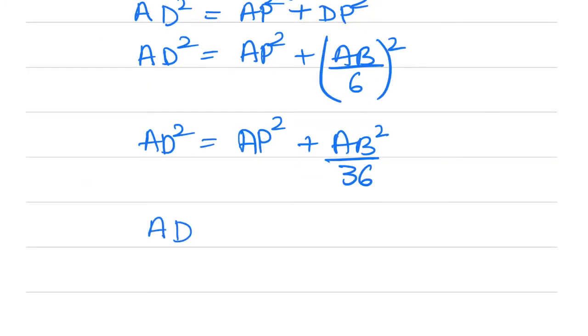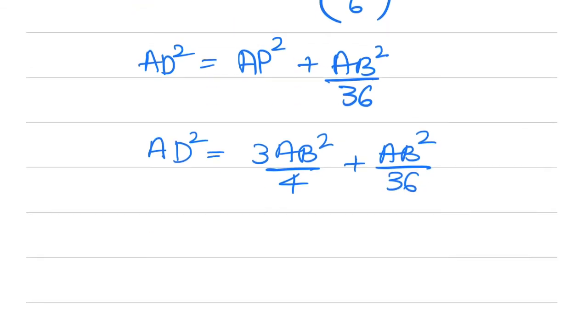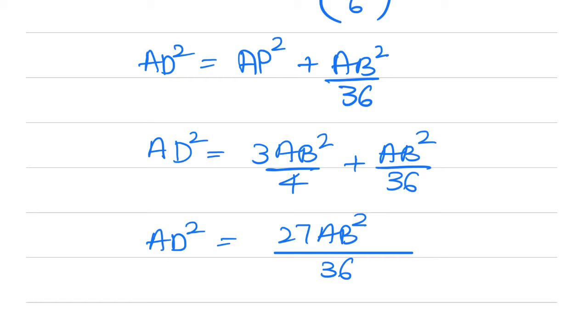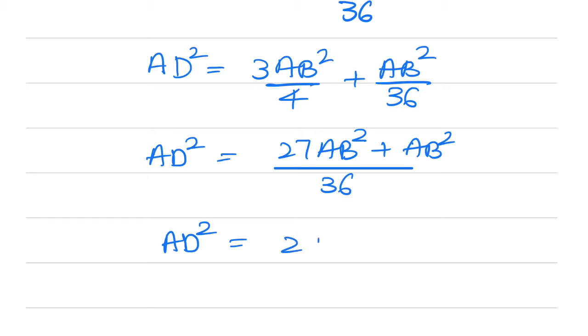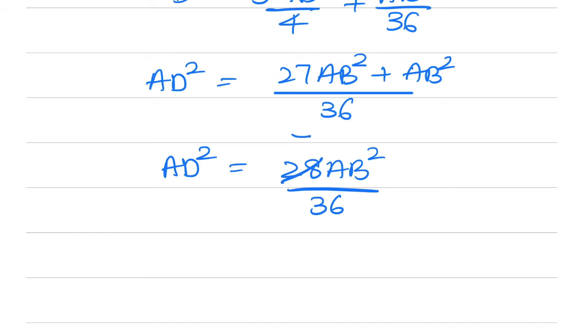Let's substitute. So AD square is equal to, I can substitute that as 3AB square by 4 plus AB square by 36. So here AD square is equal to, LCM is 36, 27 AB square plus AB square. AD square is equal to 28 AB square by 36. So here 4 7 times and 4 9 times. Therefore 9 AD square is equal to 7 AB square. Hence proved.